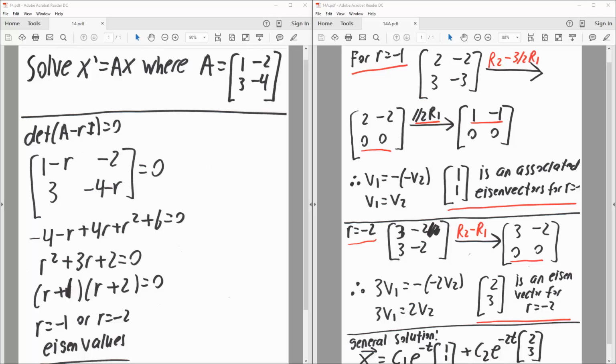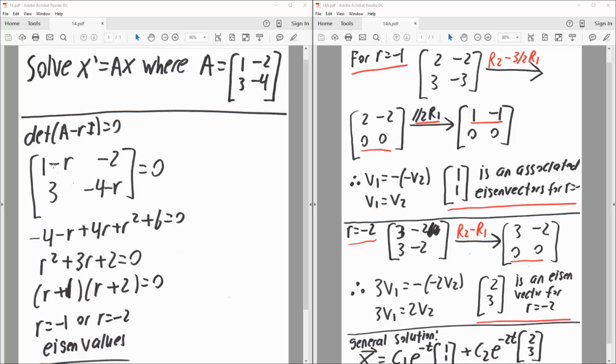Okay, in this video we will solve homogeneous linear equations by getting eigenvalues and eigenvectors. So we want to solve x prime is equal to Ax, where A is denoted by this 2 by 2 matrix: 1, 3, negative 2, negative 4. And so what we do to get eigenvalues is say this is going to be 1 minus r, this is going to be negative 4 minus r, and 3 and negative 2 will remain the same. And this is going to equal 0.